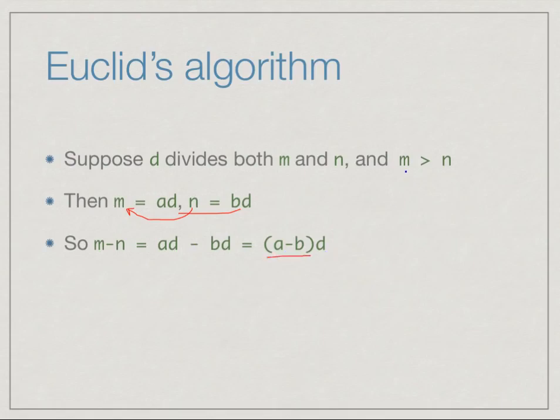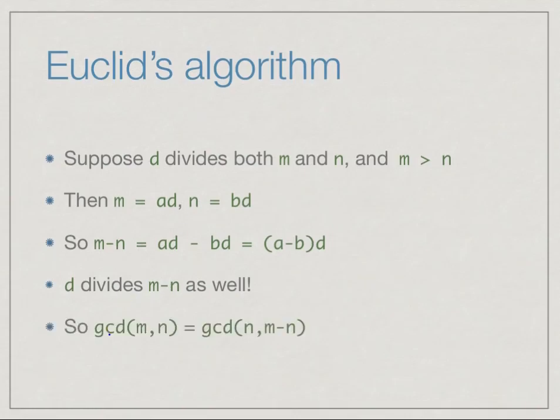So this is where we are using the assumption that M is greater than N. So A minus B will be a positive number. But the important thing to note is that M minus N is also a multiple of D. So in other words, if D divides both M and N, it also divides M minus N. And since D is the largest divisor of M and N, it will turn out that D is also the largest divisor which is common to M, N and M minus N. In other words, the GCD of M and N is the same as the GCD of the smaller of the two, namely N, and the difference of the two, M minus N. So we can use this to drastically simplify the process of finding the GCD.